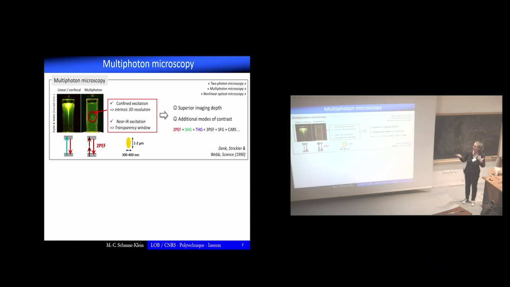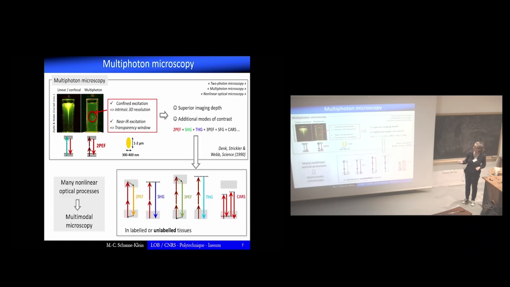This was the main purpose of multiphoton microscopy when it was implemented by Webb. But the other very great advantage is that there are many other modes of contrast than fluorescence. You can have 2 photon excited fluorescence, that is the most usual multiphoton modality. But you can have also second harmonic microscopy, 3 photon excited fluorescence, third harmonic microscopy, coherent anti-Stokes Raman scattering, and so on. So it's a multimodal microscopy.